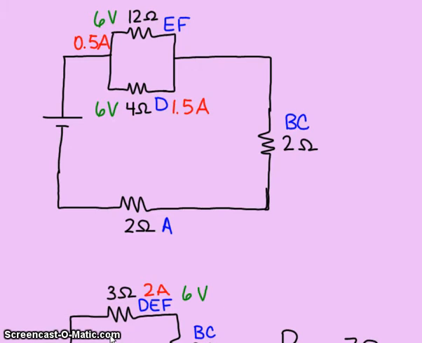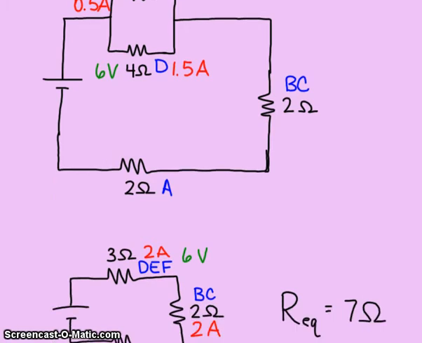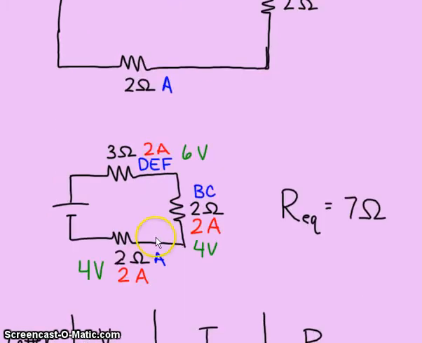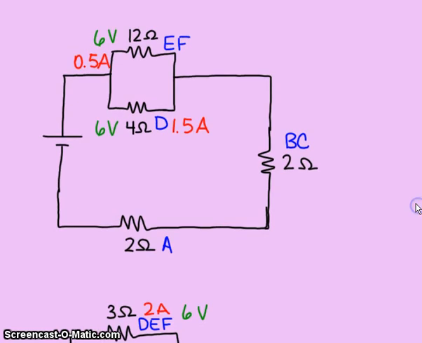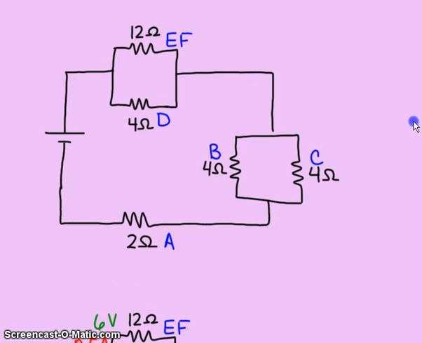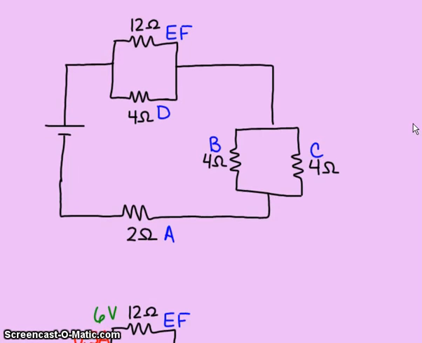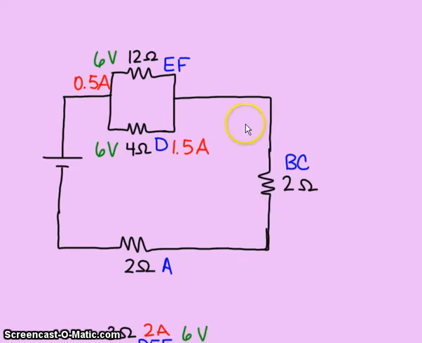I already know everything about resistor A and resistor BC because I have that information down here. And I know everything I can about D and EF. And so I'm done with this picture. I can move up a picture. The difference between this one and the one before it is that resistor B and C are separate, whereas here they're as 1.